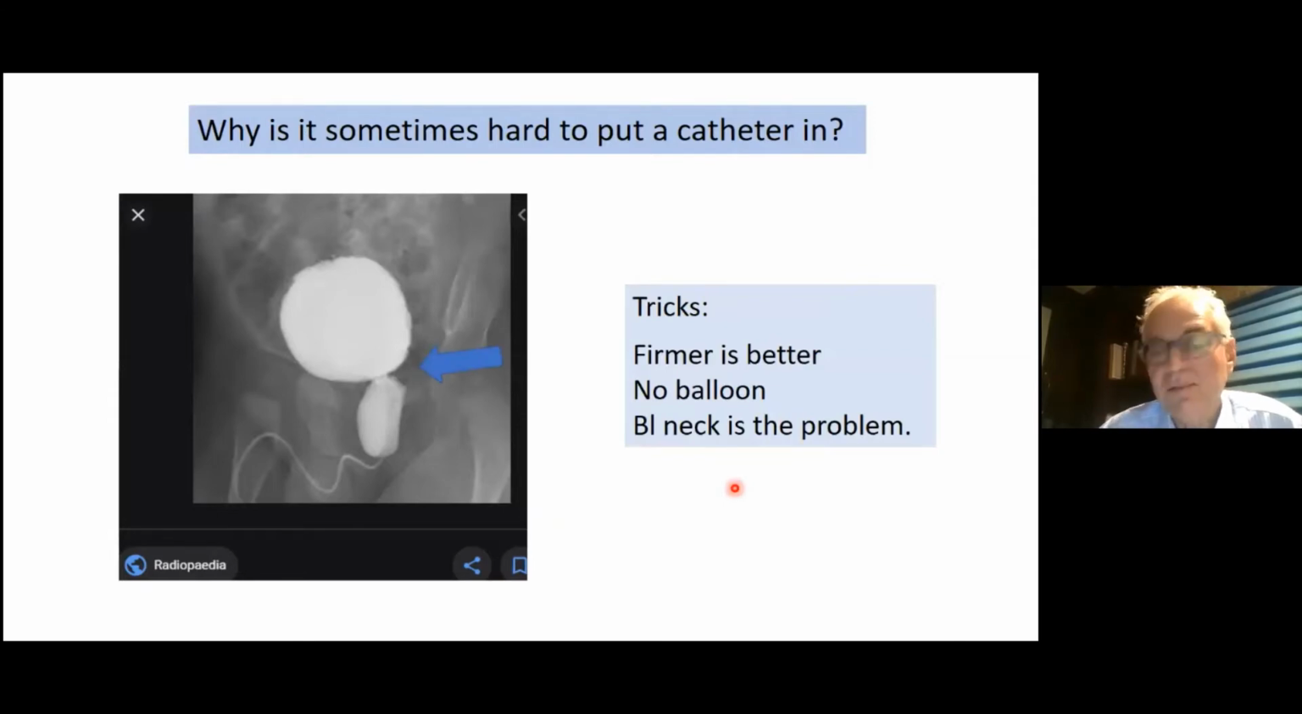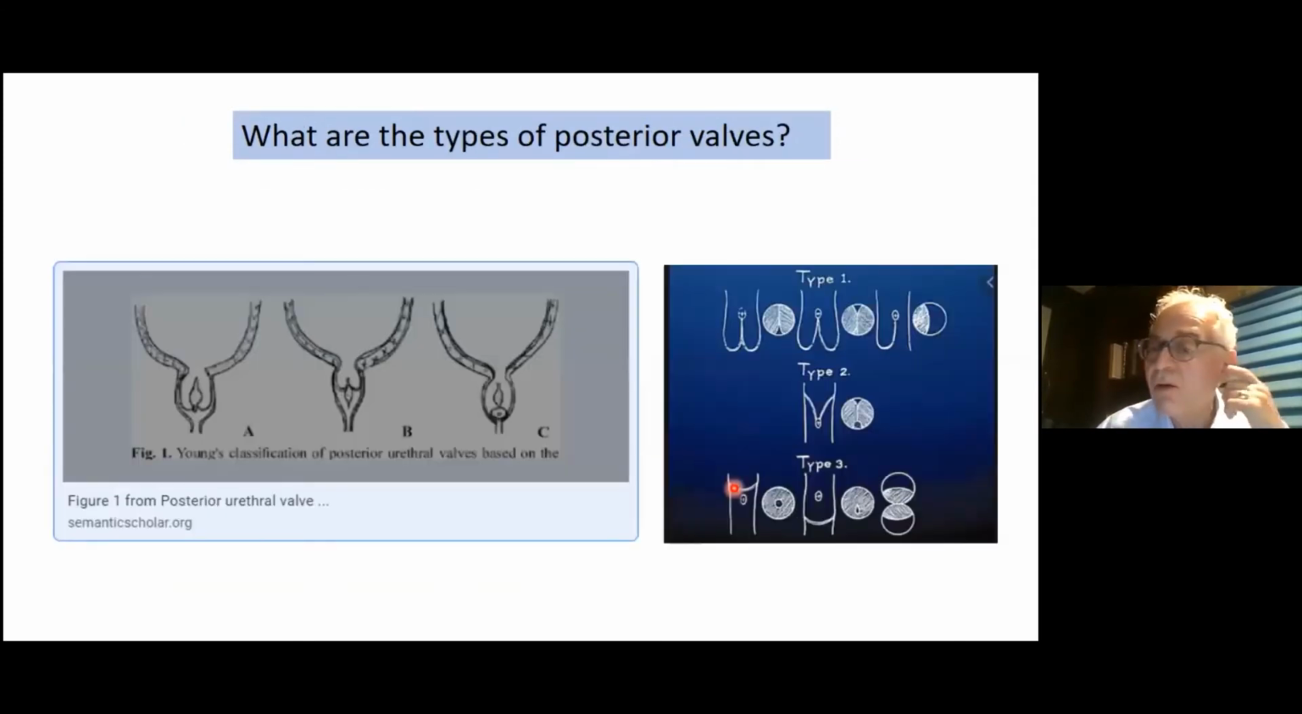And that's the bladder neck, I think, is the problem in those. Okay, so we all know Hugh Hampton Young defined the 3 types of valves back in, I think, maybe 1918 or so. We give him an awful lot of credit because he didn't have cystograms like we have now. He looked at mostly pathological findings to try and figure this out.